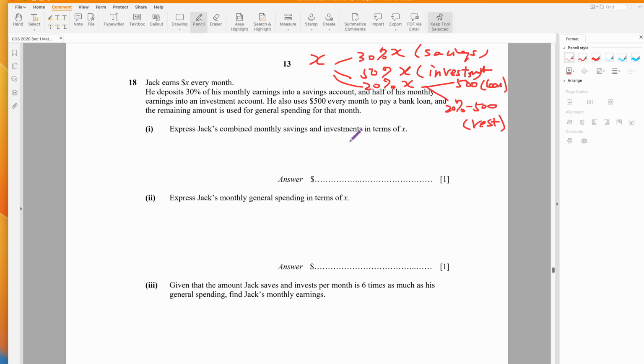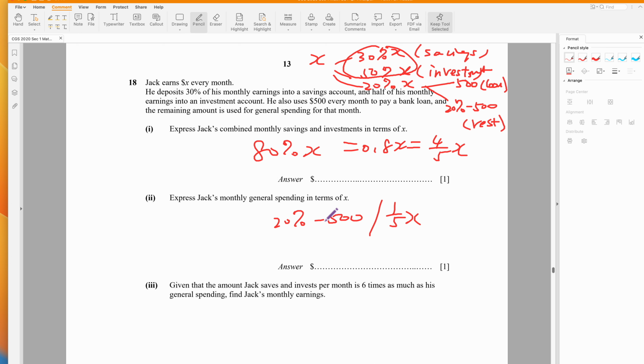Let's combine monthly saving and investment income. Combine these two, so it's 80% x. You can put 0.8, or you can put 4 over 5 x. Good. Now express monthly general spending in terms of x. The 20% minus the 500 is for general spending. Of course you can convert to 1/5 x. Up to you.